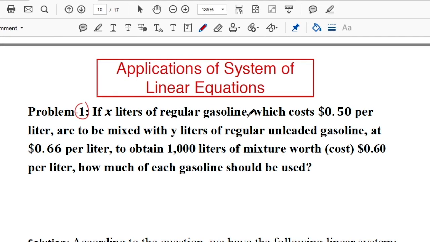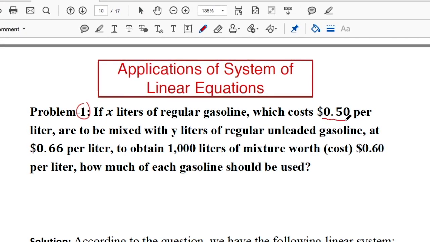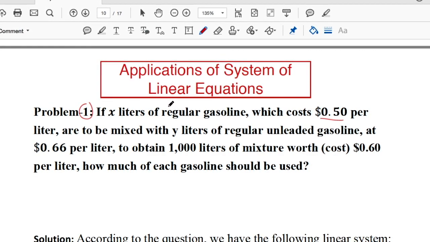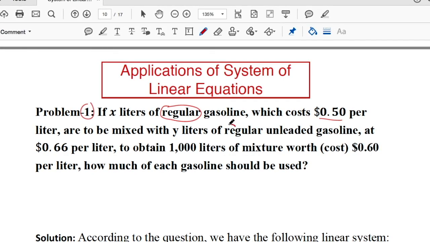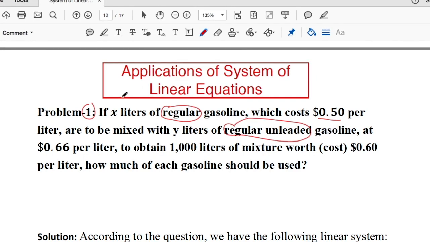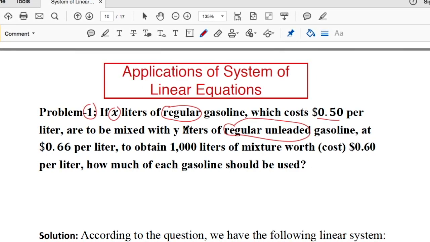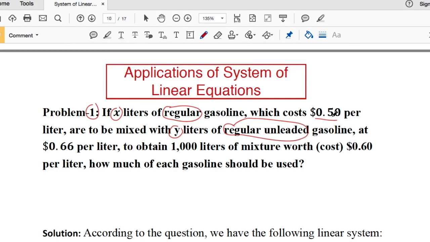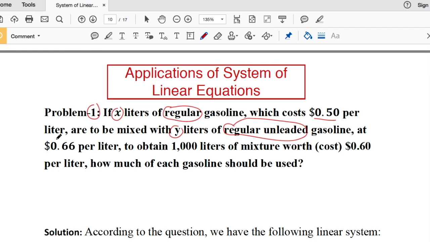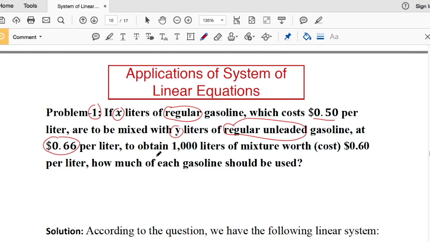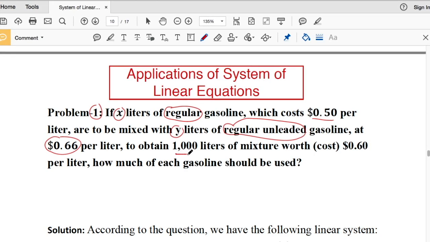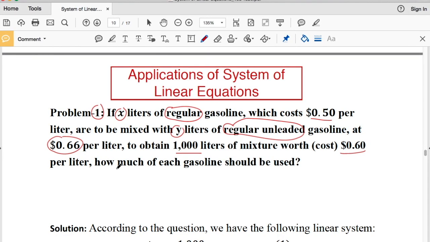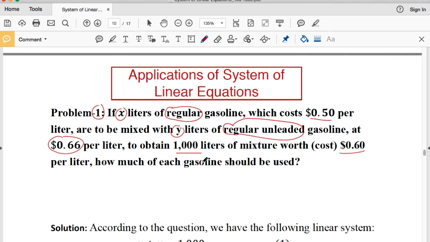If X liters of regular gasoline, which cost $0.5 per liter, are to be mixed with Y liters of regular unleaded gasoline. So there are two types of gasoline, regular gasoline and regular unleaded gasoline. And regular one is X liters, regular unleaded one Y liters. And regular one is of cost $0.5 per liter. Regular unleaded one is of cost $0.66 per liter. Now we want to make a mixture of 1000 liters, so that the cost for the mixer will be $0.6 per liter. Question is, how much of each gasoline should be used in the mixer?